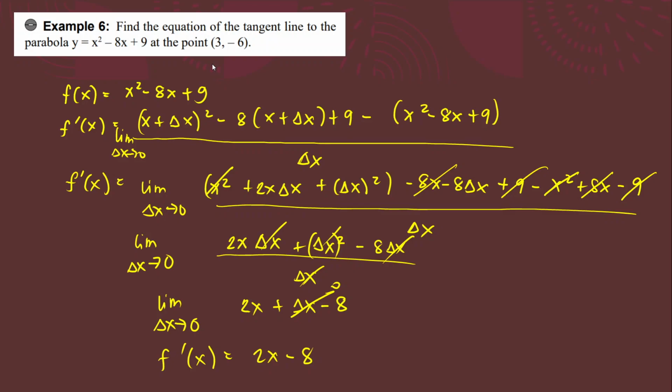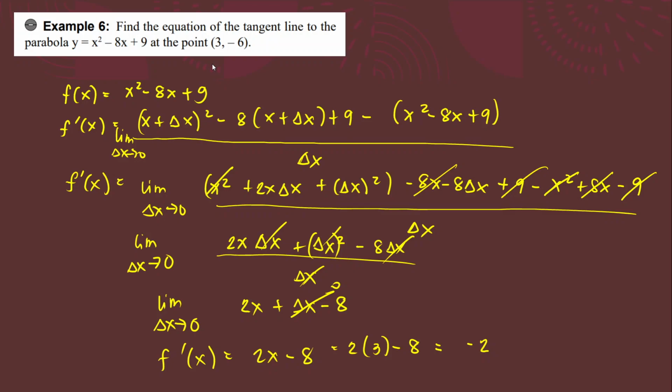Nagbigay siya ng points, okay? Ang x is equivalent to 3, so 2 times 3 minus 8. So, this is equivalent to 6 minus 8, which is negative 2. So, meron na tayong slope.